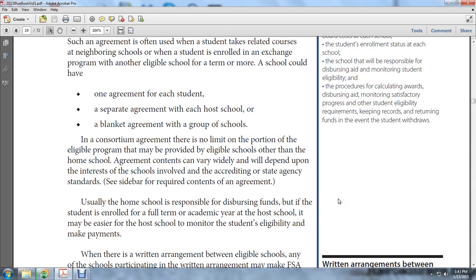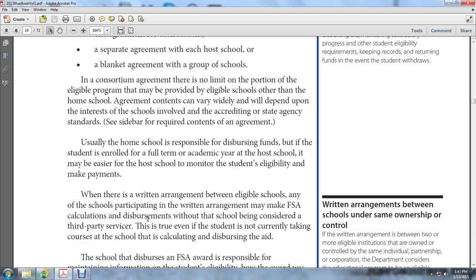Usually a home school is responsible for disbursing funds, but if the student is enrolled in a full-time academic career at the host school, it may be easier for the host school to monitor the student's eligibility for making the payments. When there is a written arrangement between eligible schools, any school participating in the written arrangement can make federal student aid calculations and disbursements without the school being considered a third-party servicer. This is true even if the student is not currently taking courses at the school that is calculating the disbursement of aid.